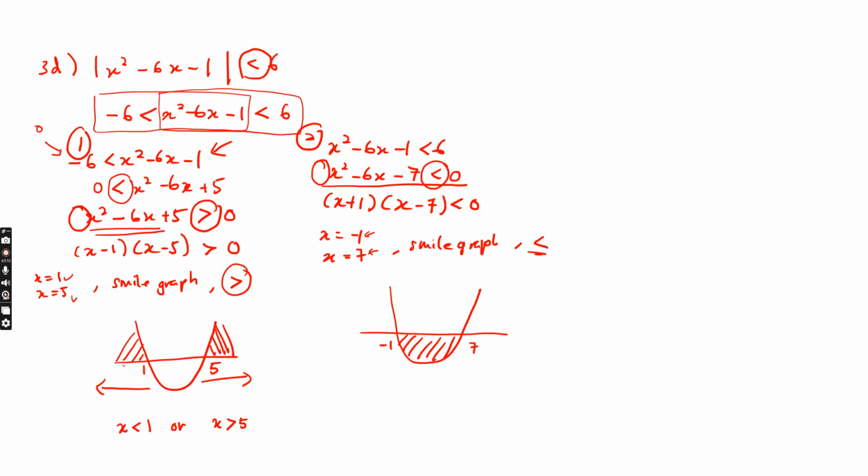Now we put the value of x. We need to write the inequality that we get from this graph, which is x is between negative 1 and 7. So you have two solutions right now. The next step is to combine both solutions.